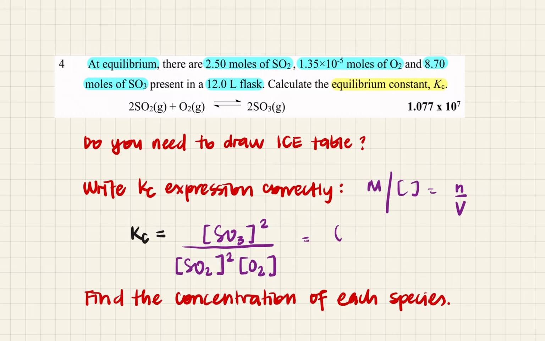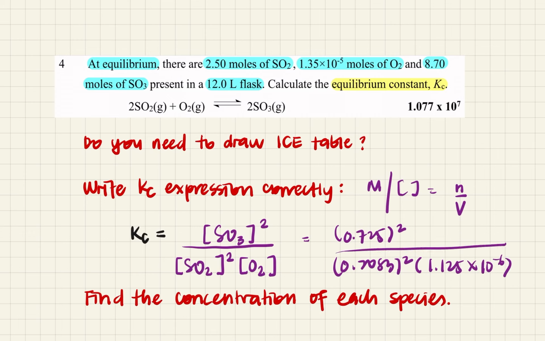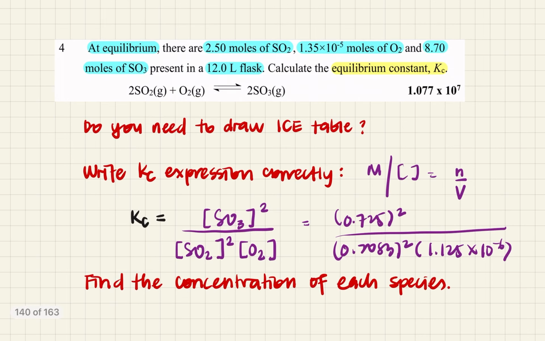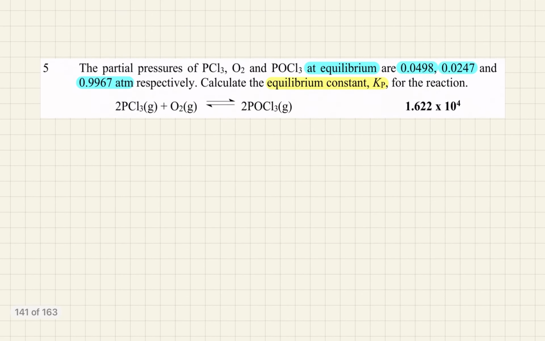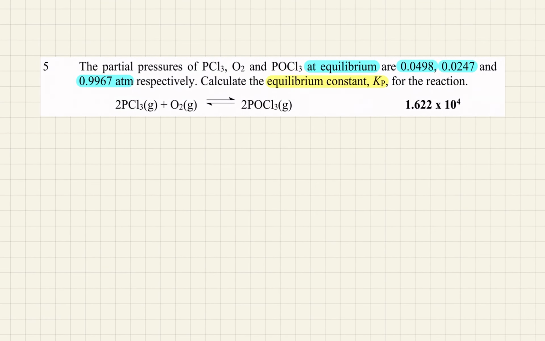How much? You will get 0.725 and then squared, and then 0.2083 squared, and O2 will be 1.125 times 10 to the power of -6. Okay, and then you will get your answer. So you have to show all your working, so make sure to show the working where you are looking for the concentration of each species. Okay, so no need to draw an ICE table, because we already know the number of moles at equilibrium.